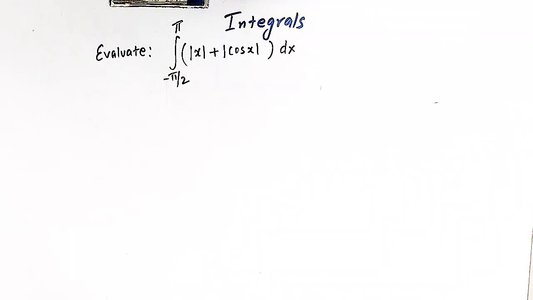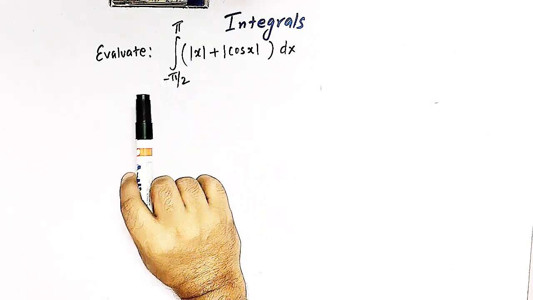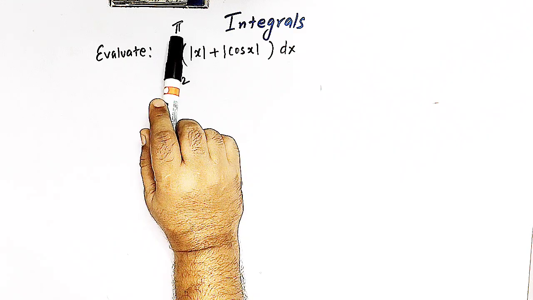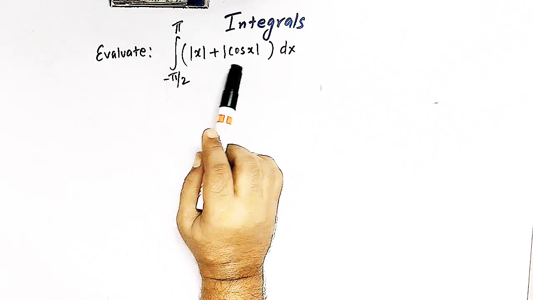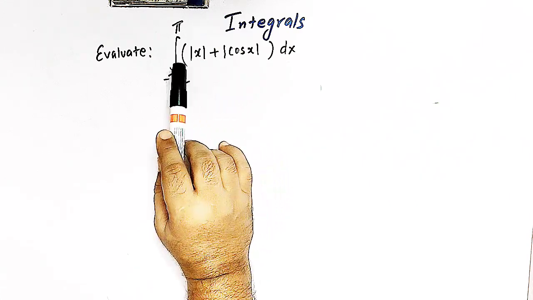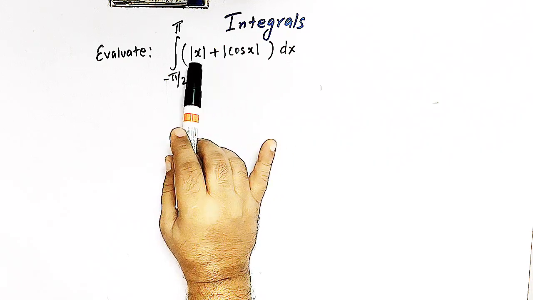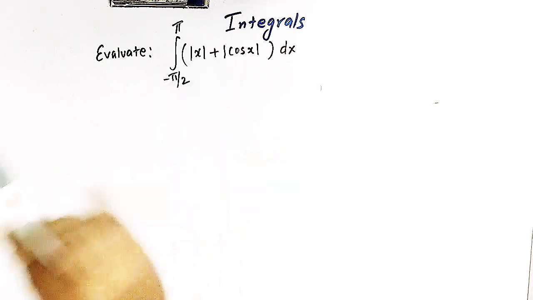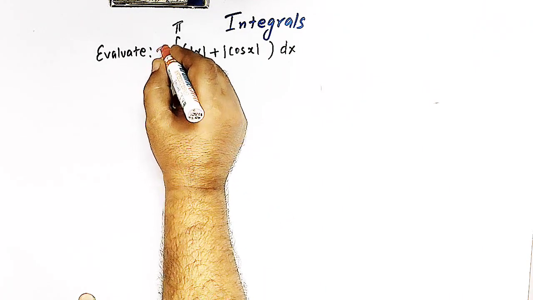Hello viewers, in today's session we are going to discuss another important and conceptual problem from definite integrals. In this session we are going to find out the value of this integral, from minus pi by 2 to pi, and our integrand is mod of x plus mod of cosine x, right? So here our integrand comprises the sum of two mod functions, mod of x and mod of cos x. So let us call this integral as I.